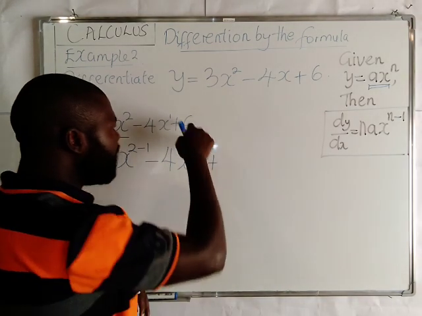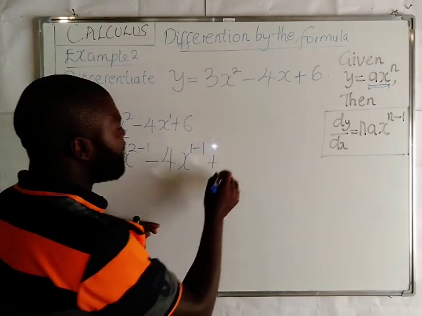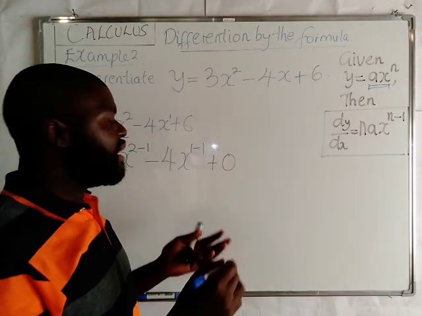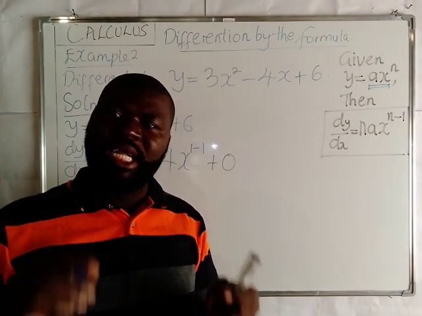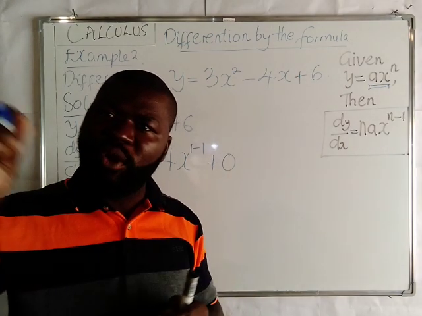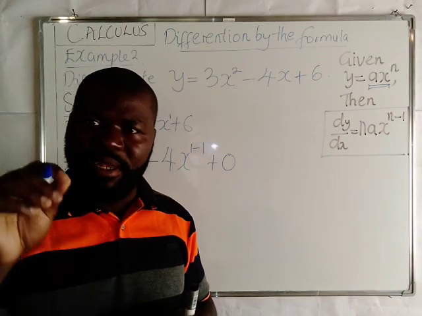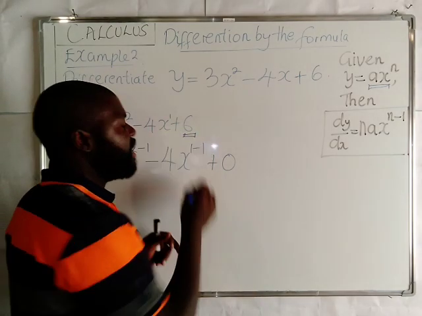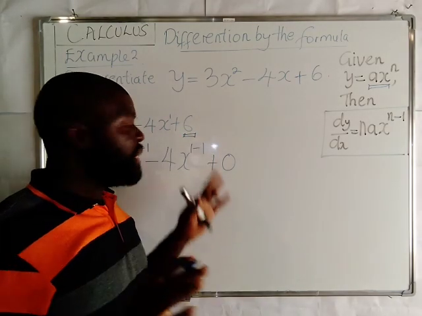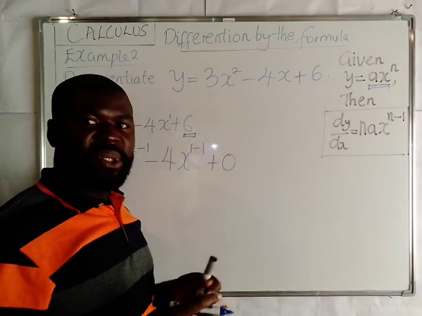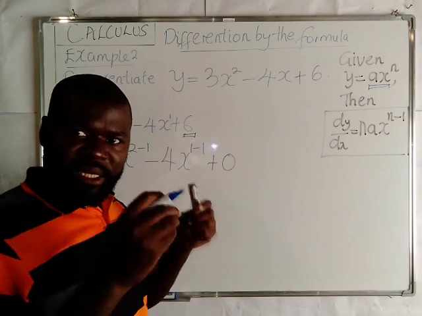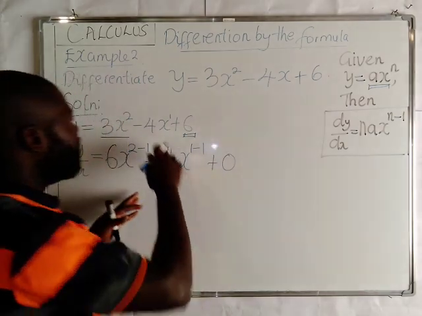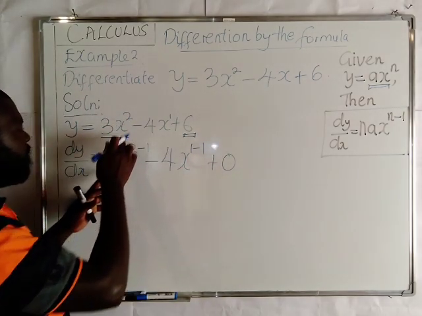Then on the next one, we can simply write a 0, because there is a rule which says the derivative of a constant is 0. You can see 6 is a constant. It has no variable. So when a number is not a variable, its derivative is 0. So we don't need to waste time here. The derivative of 6 is 0. The derivative of this is this. The derivative of this is this.